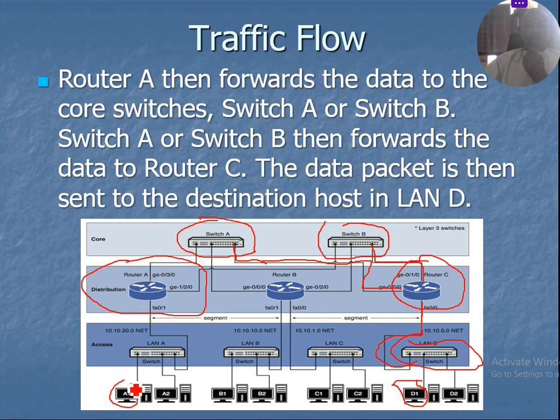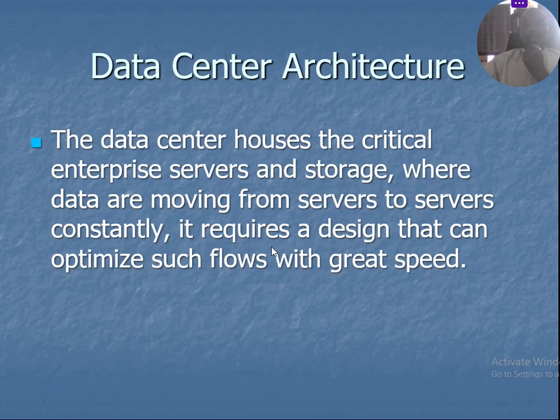So from here, first of all, to this LAN, to this switch. This switch forwards it to this router. Then this router sends it to the layer 3 switches in the core. Layer 3 switches will forward to router C. Router C will send it to this LAN D. LAN D will forward it to the destination computer. So that's what is taking place in the entire network. That includes LAN and WAN, local area network and wide area network. Is that okay? Now let's move on.